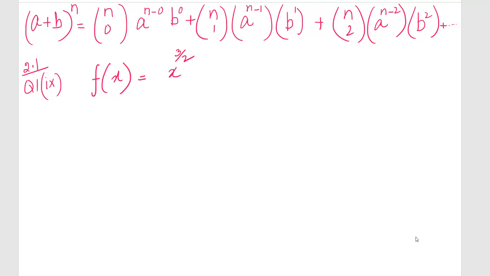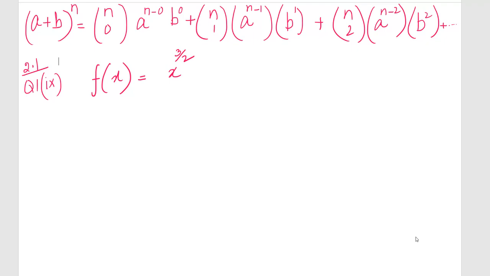(a plus b) raised to power n is equal to nC0, and then the power of a will be n minus 0, and b power is 0. Here you do not have to consider n. Plus nC1, and a power will be n minus 1 into b raised to power 1, plus nC2 into a to the n minus 2, b raised to power 2, and so on.